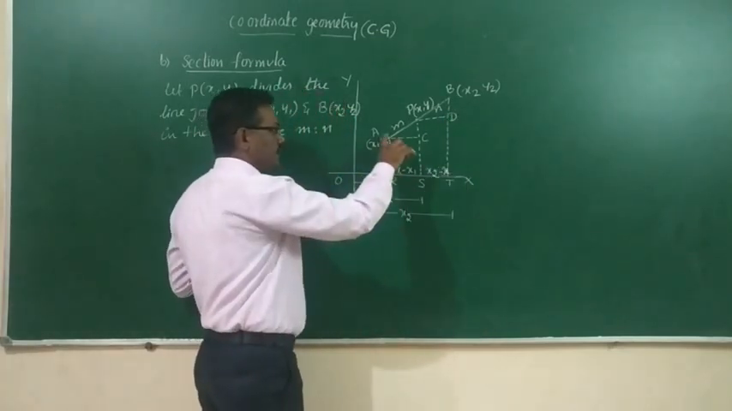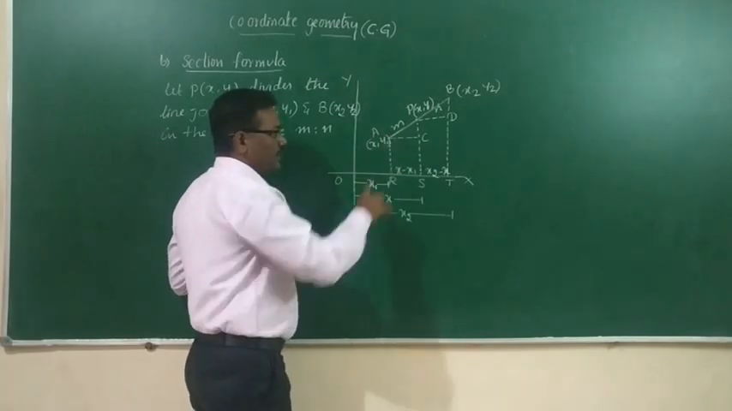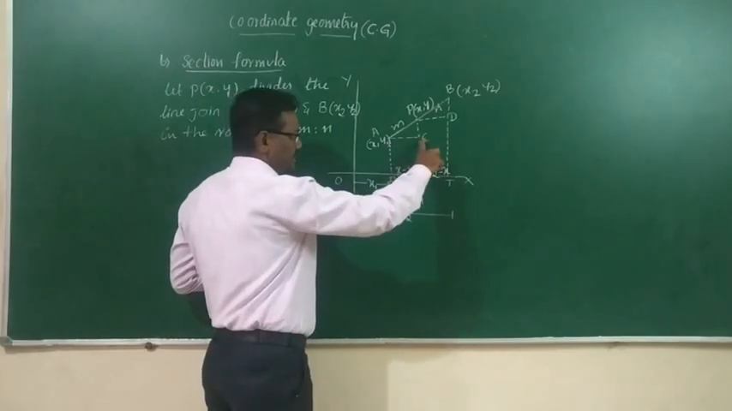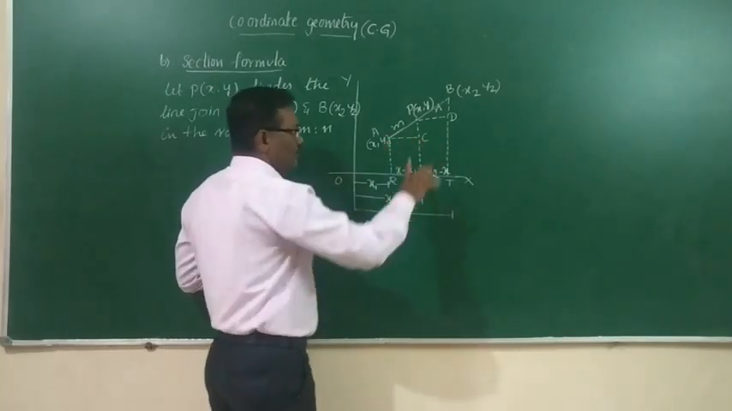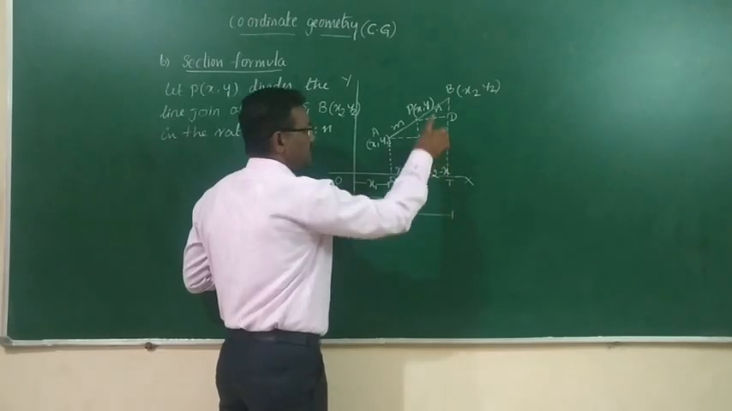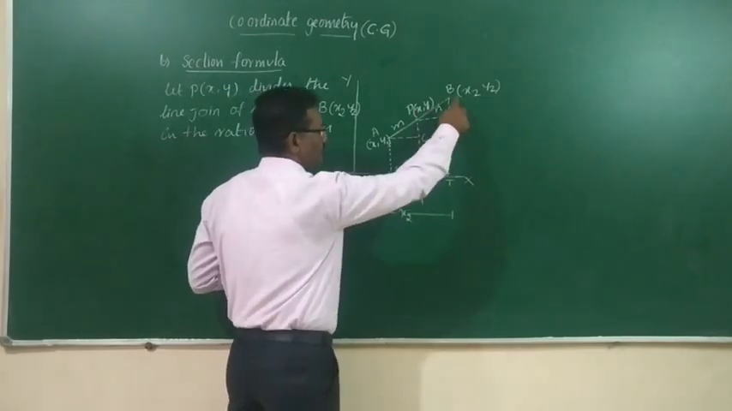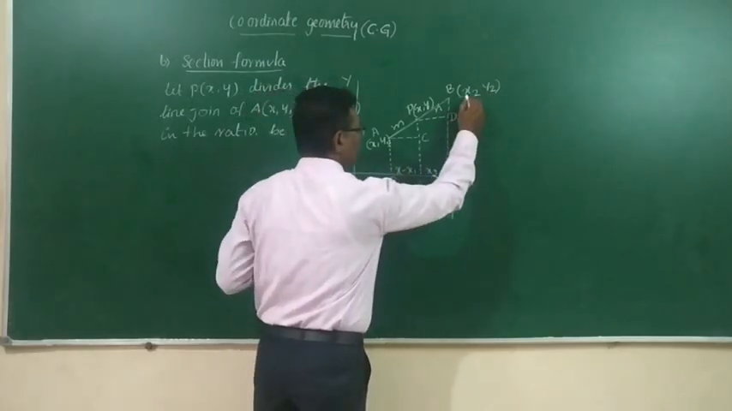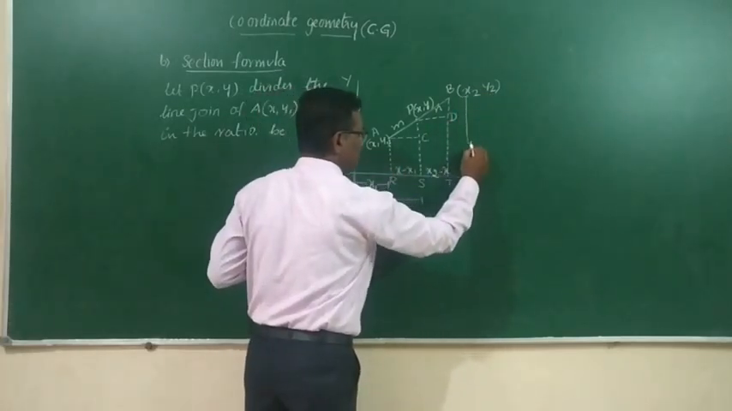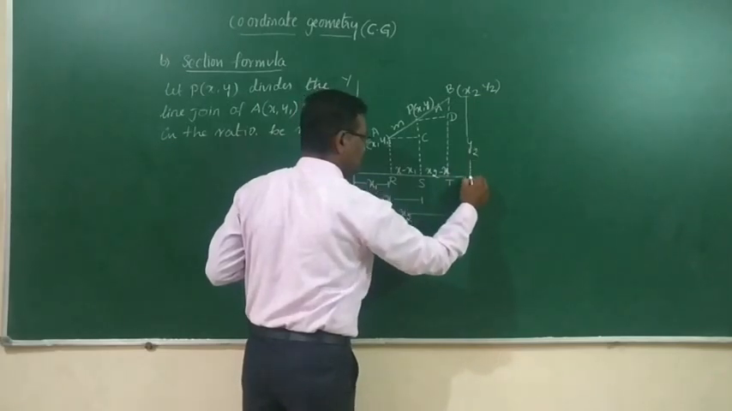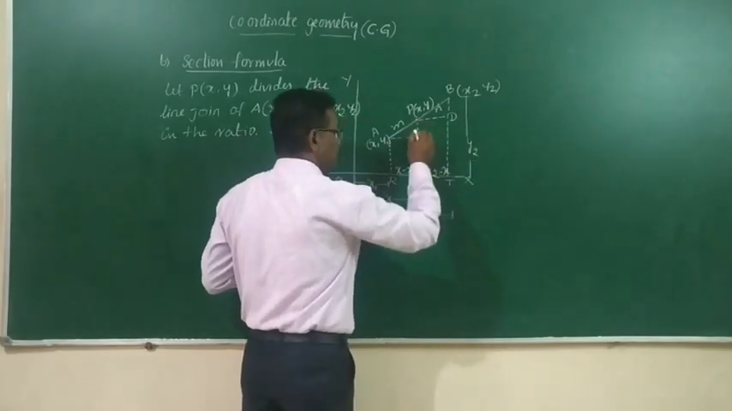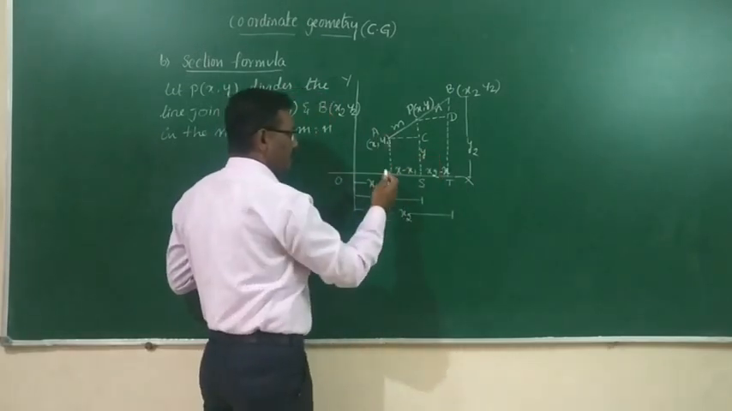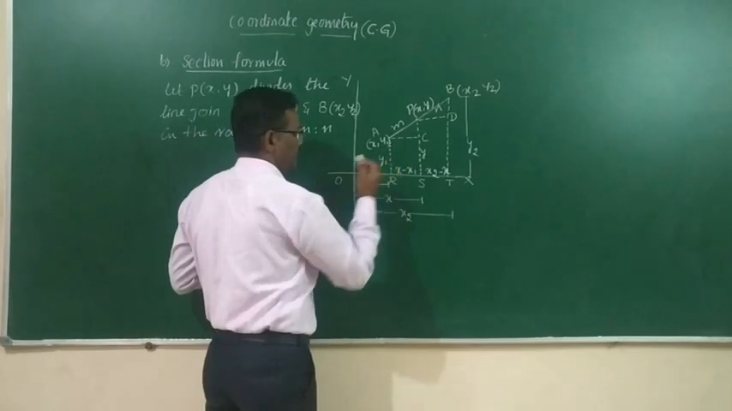Therefore, what is the length of AR? AR length is y1 units. CS is nothing but AR. What about PS? That is nothing but y. What about BT? That is nothing but y2. So therefore, here the length of BT is y2, the length of PS is y, the length of AR is y1.